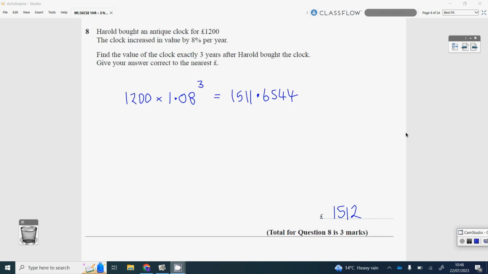Question 8. Now, there's a quick way to do these compound interest type questions. So you start off with your principal value, 1,200. That's what Harold bought the antique clock for. Now, because the prices are increasing by 8% per year, your multiplier is 1.08. Had it been 5% per year, it would be 1.05 and so on. So our multiplier is 1.08. Then our power is the number of years, which is 3. So you can just simply put this into your calculator, giving you this. So to the nearest pound, your answer is 1512.